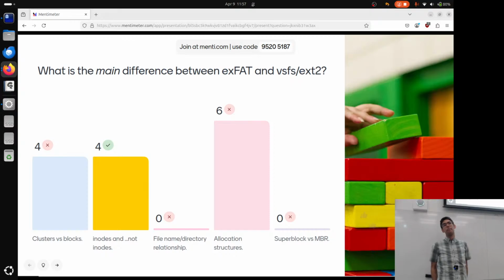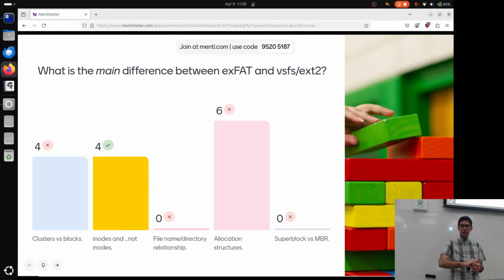All right, okay. So this was a long time ago. Clusters versus blocks. Yes, they are different names, but they are conceptually similar in terms of what they are. They are fixed size chunks of the disk. They are fixed size chunks of the volume that we're looking at. So in my mind, those two are effectively the same concept.